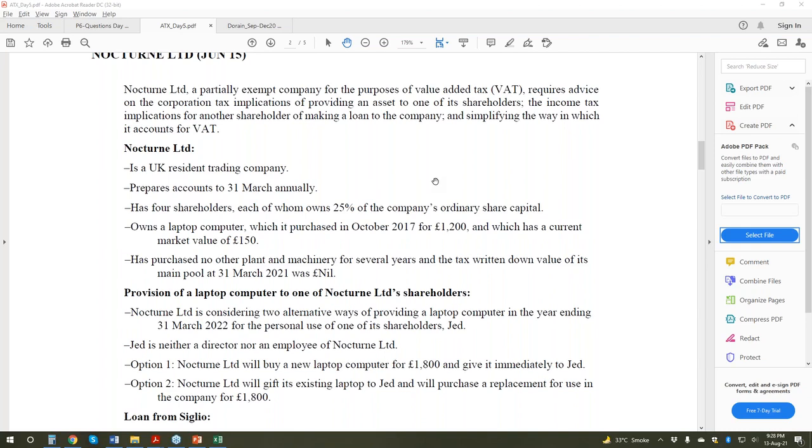However, if a shareholder is not an employee, he is only a shareholder, neither a director nor an employee, then the rules are different, and the rule states that whatever you want to give to your shareholder only, be it cash, be it anything in terms of asset or any benefit, everything will be treated as if you are providing him a dividend. So if we are providing Jed a laptop, let's say, it will be considered that we have given him a dividend equivalent to the amount of the market value of the laptop. So do remember that.